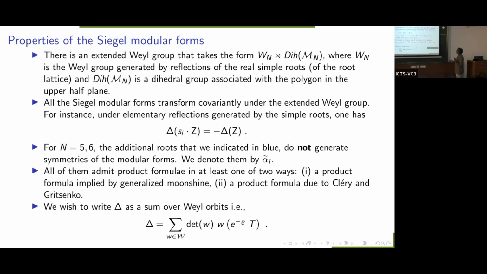For n equal to 5 and 6, the additional roots, the blue roots, do not generate any symmetries. There's a mapping between the two sets: for every alpha_i there is an alpha tilde. You're just adding extra terms due to the imaginary simple roots, and they modify it.